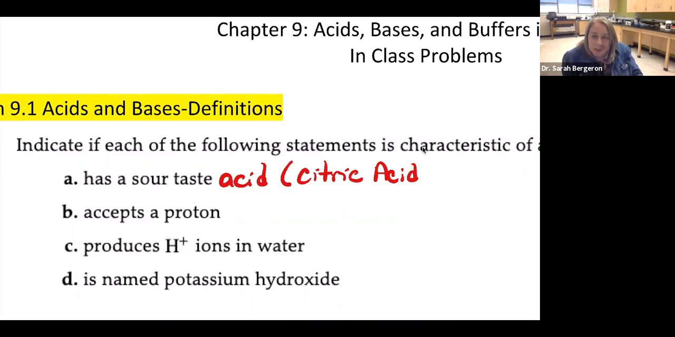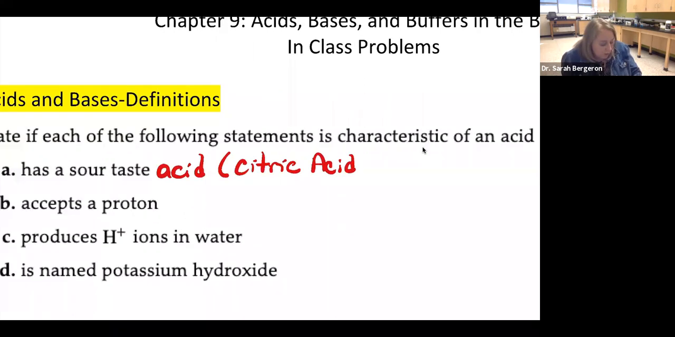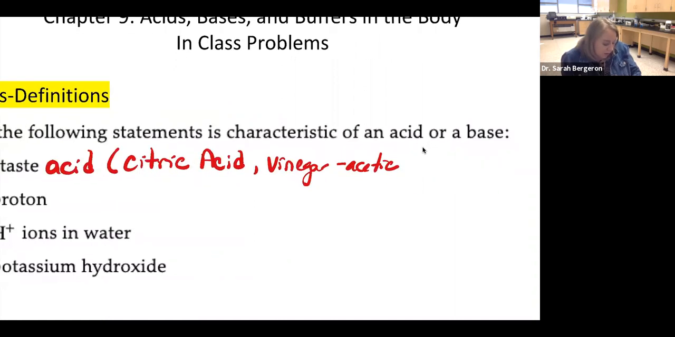Like if you've ever pickled anything, right? You pickle it in vinegar. The main component of vinegar is acetic acid, right? You know that pickling stuff is very, very sour.